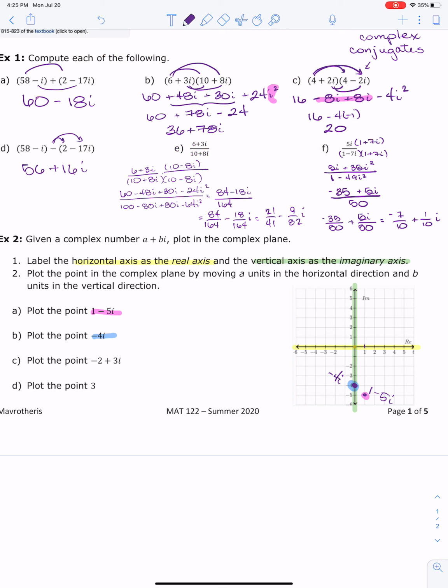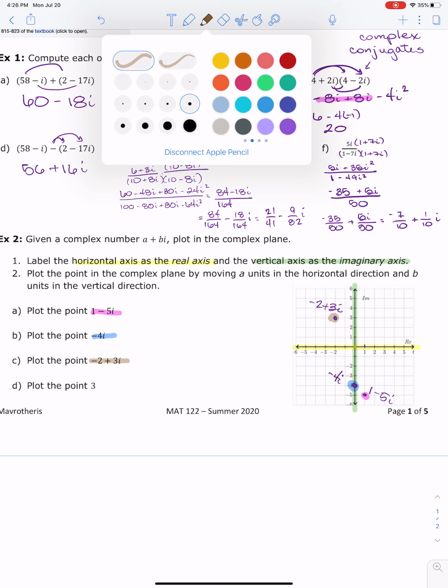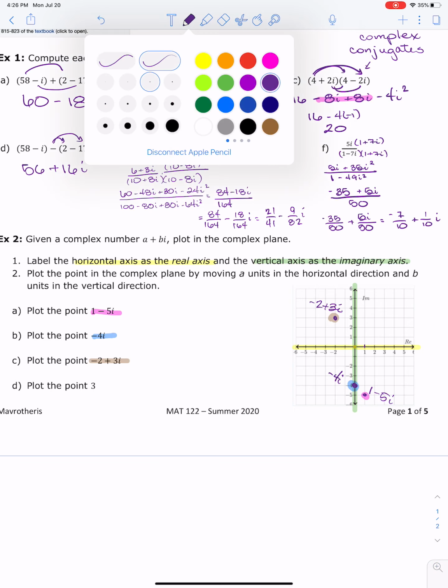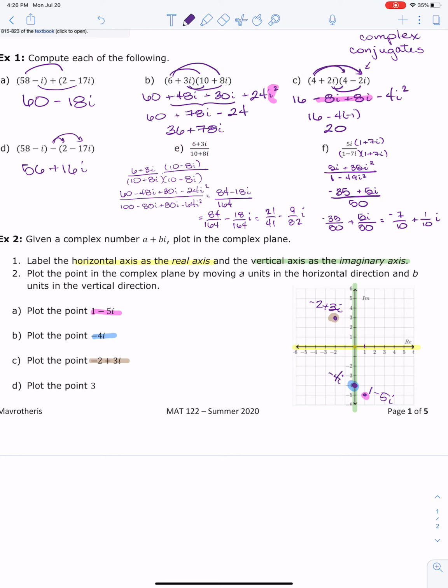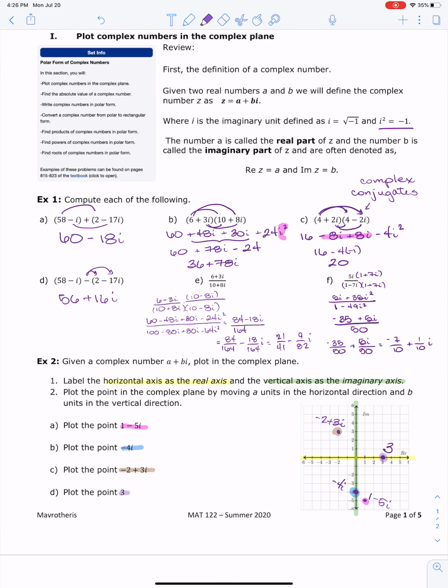-2 plus 3i, -2 in the real direction, positive 3i in the imaginary. We're going to highlight that in brown. Don't think I've ever used that color. And the point 3, which basically is 3 plus 0i, so 3 over on the real axis. And then we don't go up or down at all. And there you have points plotted on the complex plane.